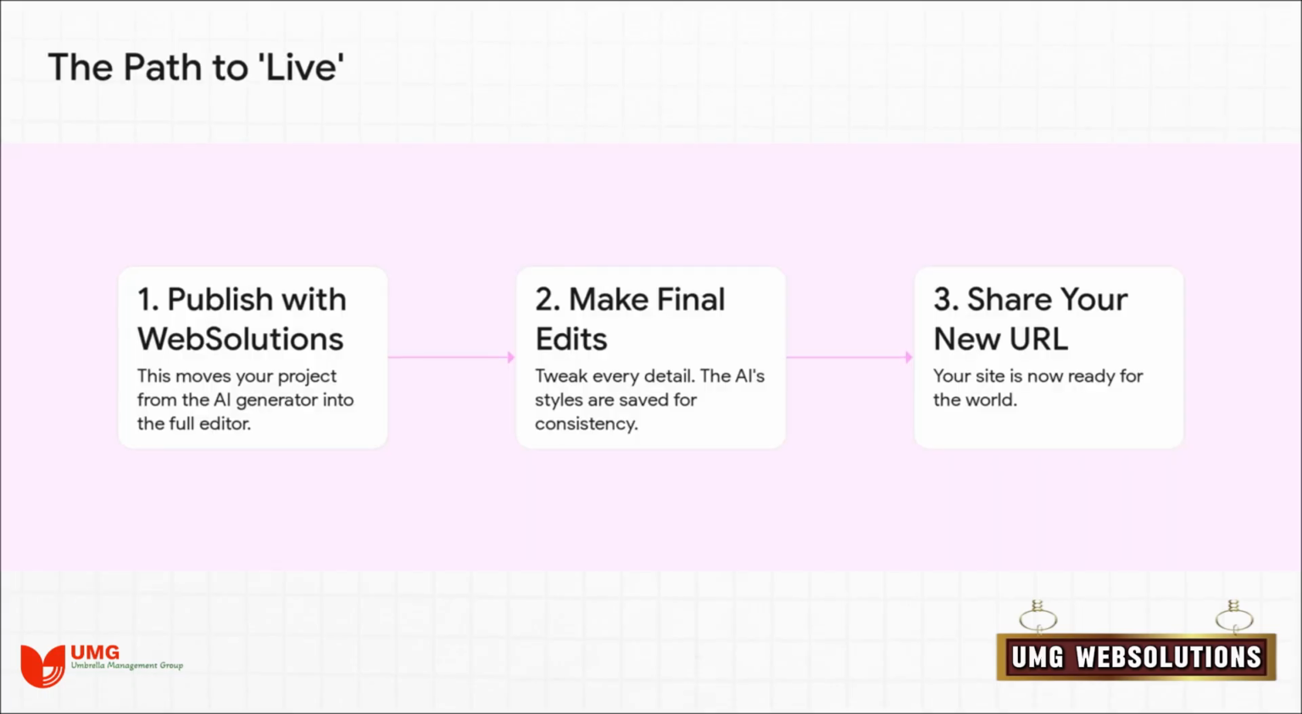And the process is super simple. First, you click Publish with Web Solutions, which, you'll need a cloud account for. This just seamlessly transfers the whole site over. And what's really cool is the AI's chosen colors and fonts are automatically saved as global styles, so it's easy to keep everything consistent as you make those final tweaks. Once you're done, you share the URL, and your site is officially live.